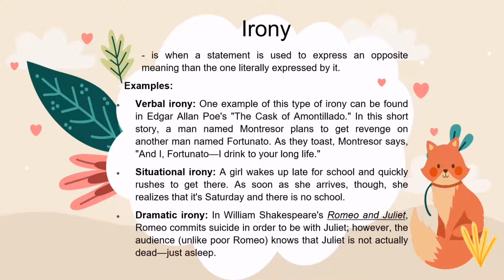Last, dramatic irony. In William Shakespeare's Romeo and Juliet, Romeo commits suicide in order to be with Juliet. However, the audience, unlike poor Romeo, knows that Juliet is not actually dead, just asleep. So, napaka-ironic na si Romeo ay nagpakamatay para makasama niya si Juliet. Pero, alam naman ng audience na hindi talaga patay si Juliet. Natutulog lang siya. So, yun yung types of irony and the examples.